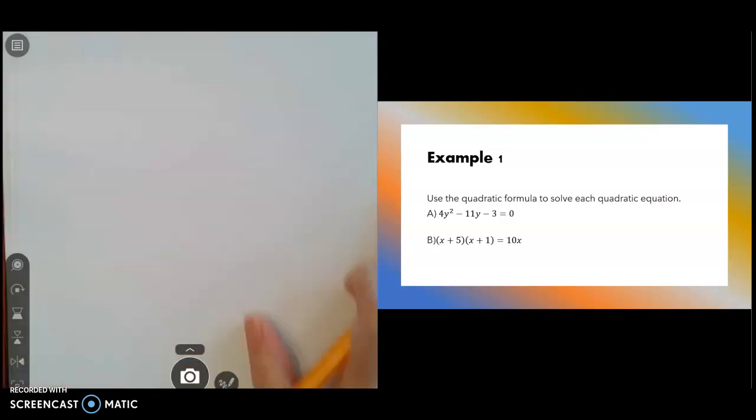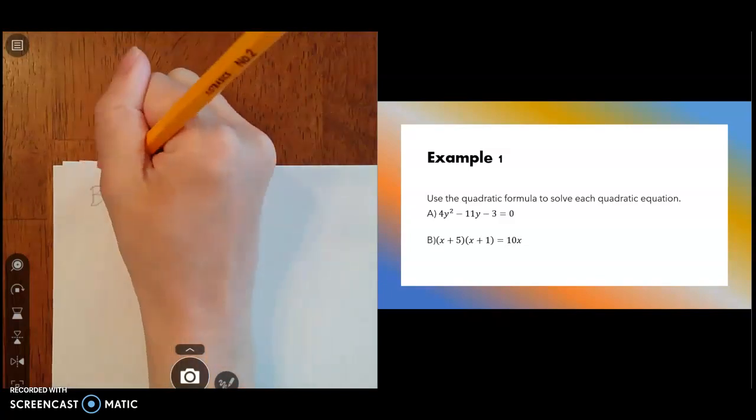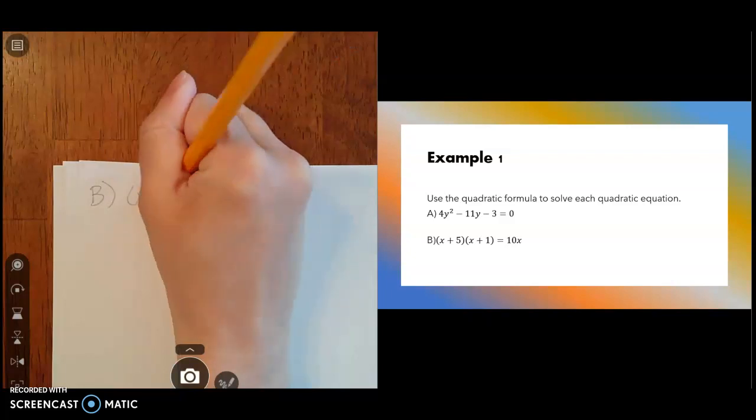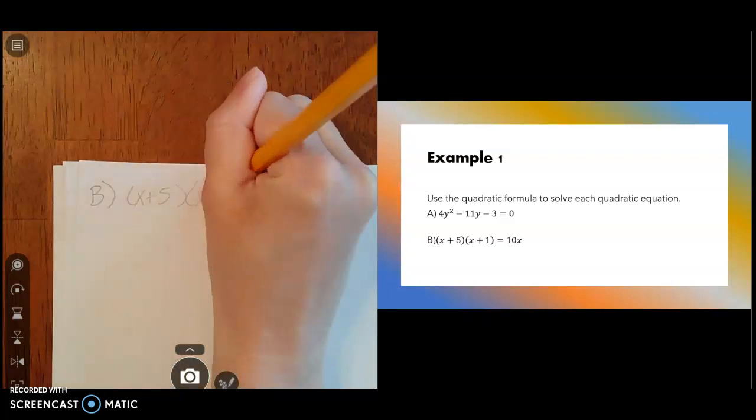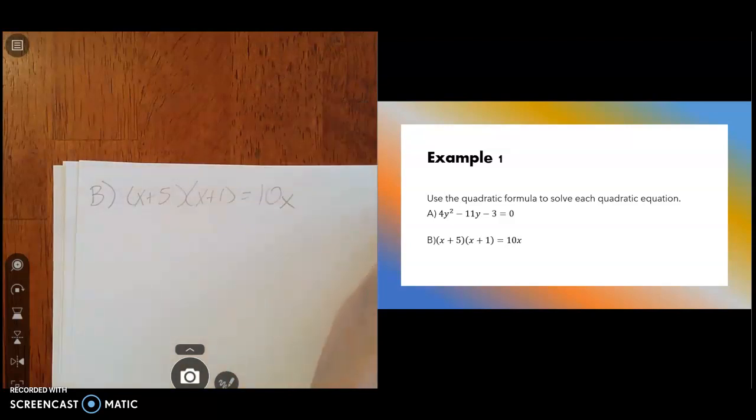The second one, you'll notice it's not in standard form, so it's hard to figure out what those a, b, and c values are in this format of x plus 5 times x plus 1 equals 10x. So that's going to be our first step, is to get it in standard form so that we can figure out what those a, b, and c values are.